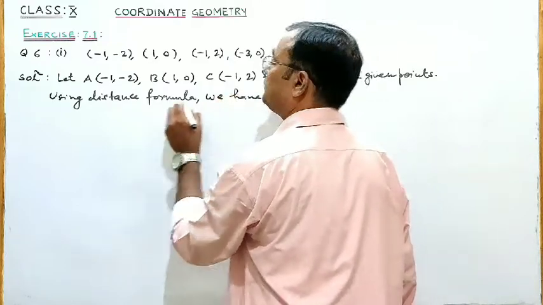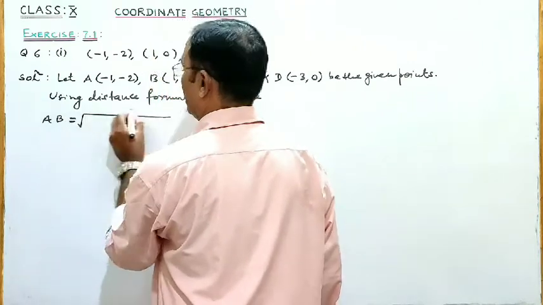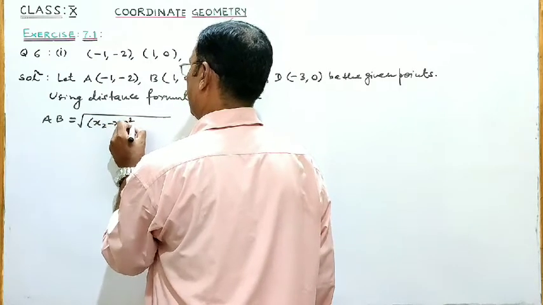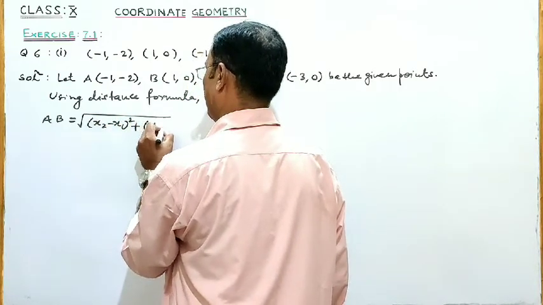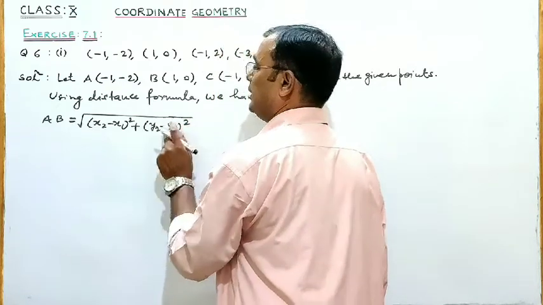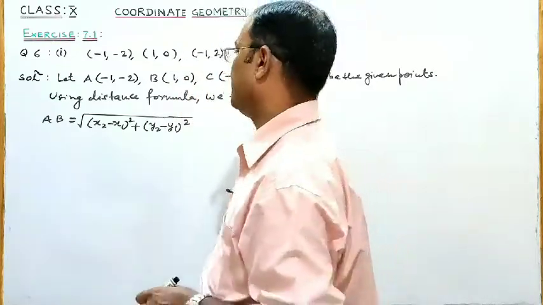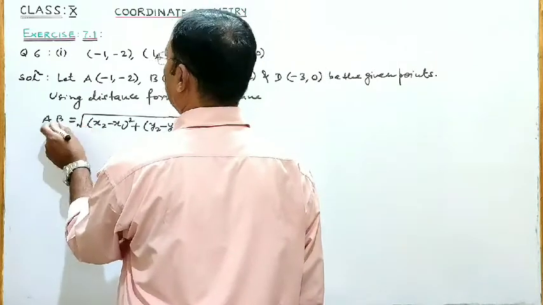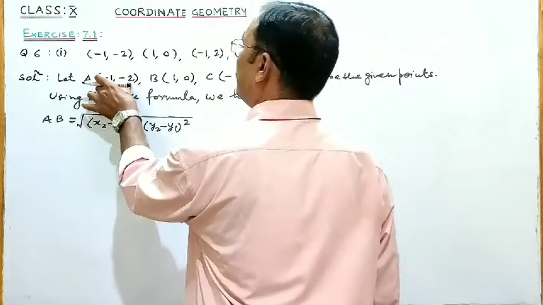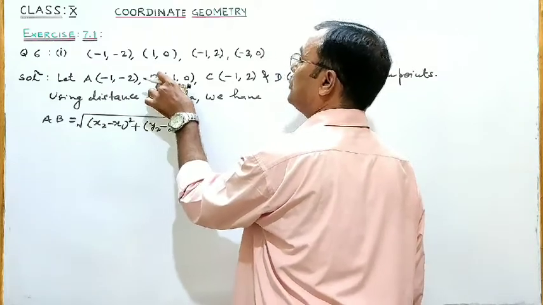we have AB is equal to under root x2 minus x1 whole square plus y2 minus y1 whole square. This is distance formula. Distance between 2 given points x1, y1 and x2, y2. Here we are going to find out AB. So coordinates of point A will be x1, y1, and coordinates of point B will be x2, y2.